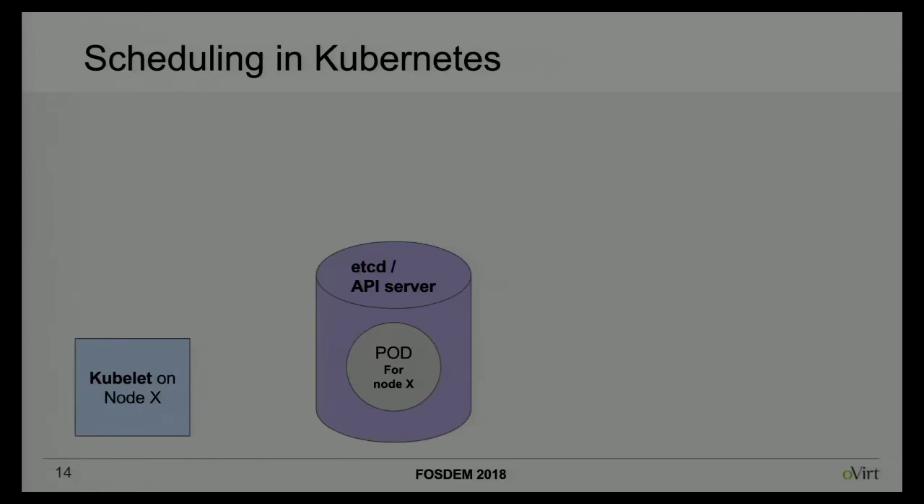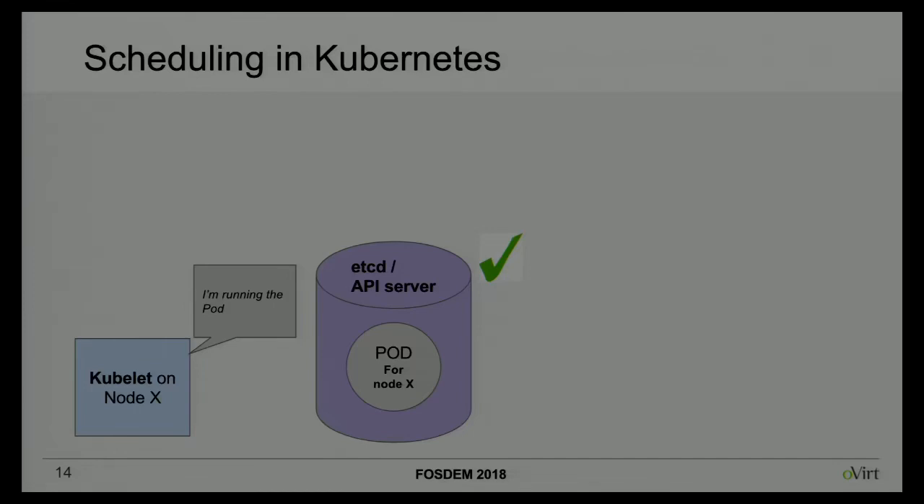The agent running on node X notices that something has changed in etcd. The pod is now assigned to node X in etcd, so it says, hey, I'm supposed to run that pod, and finally starts a process which runs the pod with all of its containers on top of it. So that's a very simple flow of scheduling in Kubernetes.